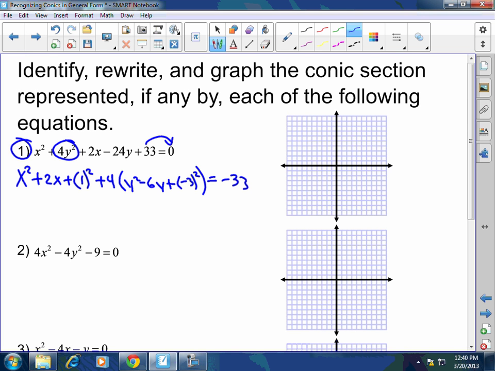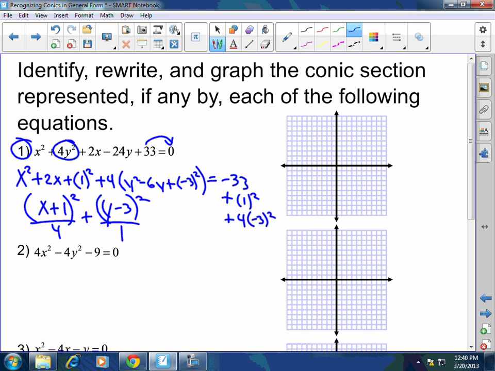Now here's the part that messes up a lot of people. Please don't forget to add the b over 2 squared and also multiply that by whatever you factored out. So this is going to be plus 1 squared plus 4 times negative 3 squared. Does everyone see how I did that? So that's going to give me in the end (x plus 1) squared over 4 plus (y minus 3) squared over 1 equals 1. Everyone have that?